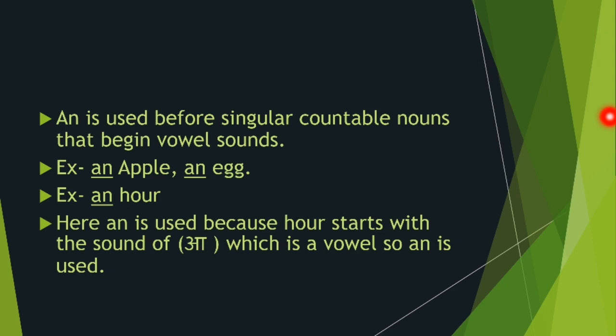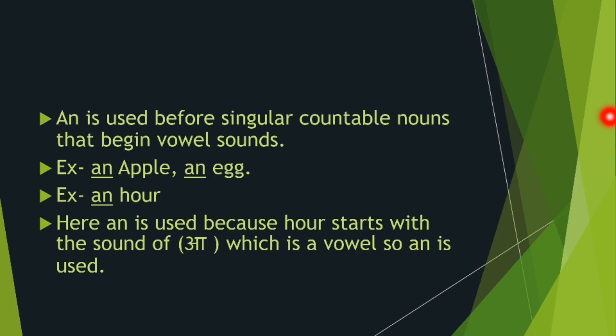An is used before singular countable nouns that begin with vowel sounds. An is also always used with singular countable nouns, but when? When there will be a vowel sound at the beginning of the word, like an apple. An a sound is coming, so we have used an. An egg, an e sound is coming, a vowel sound, so we have used an. Always use an with vowel sounds and a with consonant sounds.